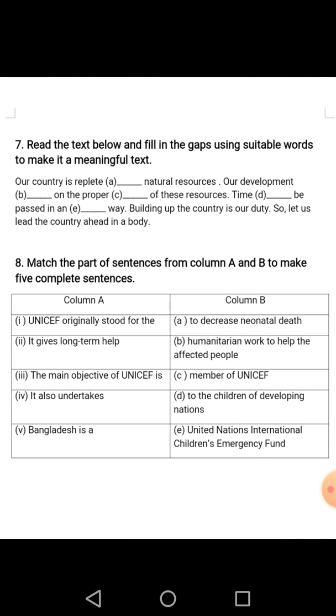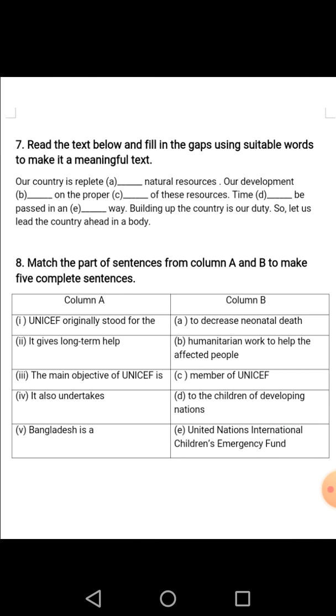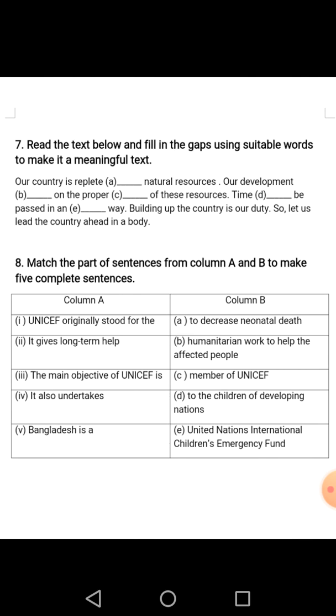Then come to question number 8. Match the part of sentences from column A and B to make 5 complete sentences. Boys, you all know how to match the part of sentences. At first, you will have to match the numbers, then match the part of the sentences. Boys, you have only 1 minute to match the columns, so do it now.